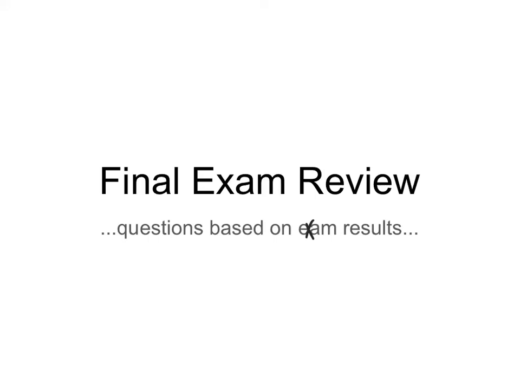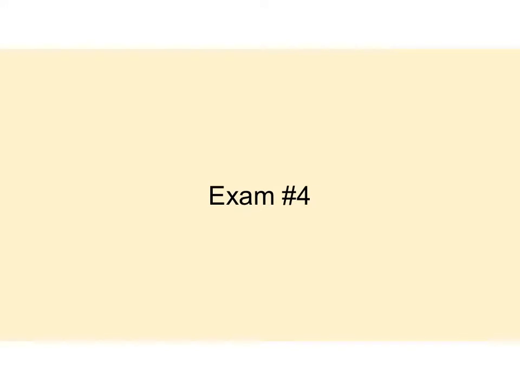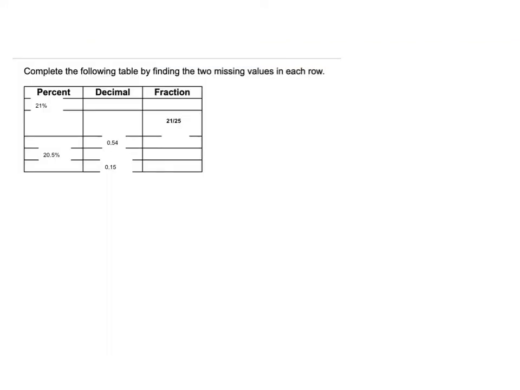So again, a review based on exam results from earlier in the semester, and this is exam number 4, and exam number 4 is the percent chapter. So here I'm trying to convert between percents and decimals, and remember, if I'm going from a percent to a decimal, I either move the decimal 2 places to the left, or I divide by 100, which gives this as a 0.21. So I take 21, divide it by 100, and I get 0.21.